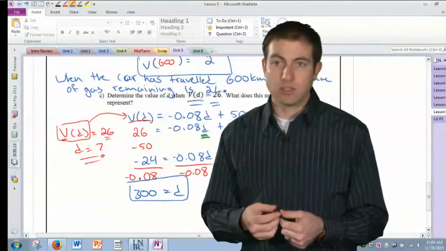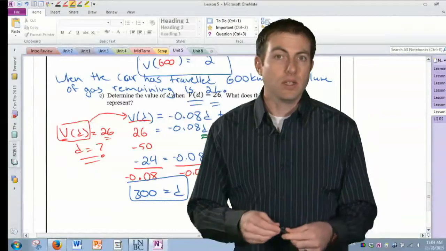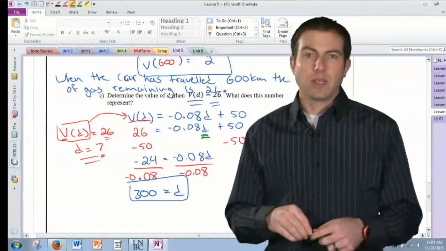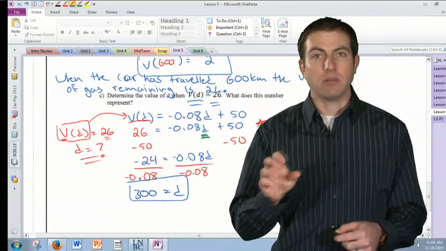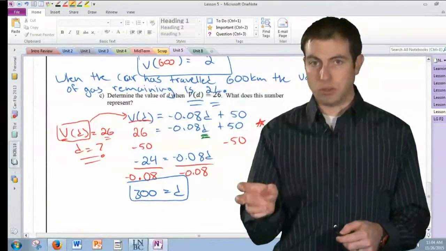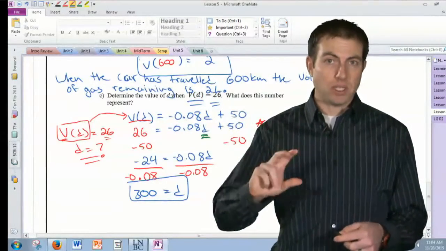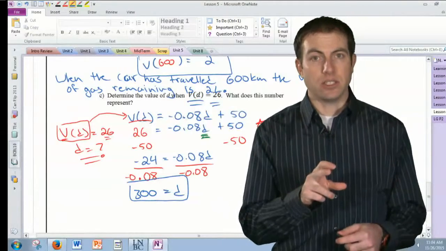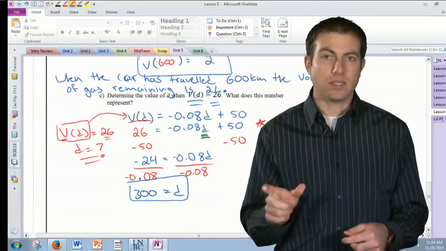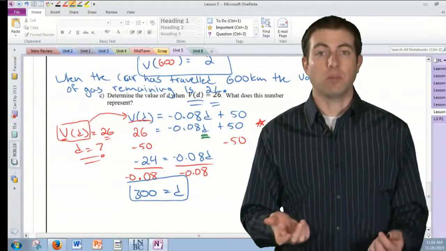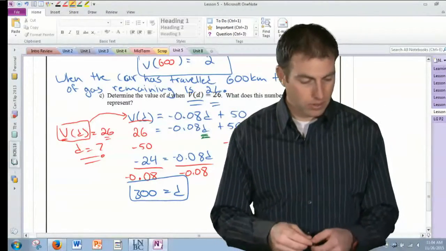So it means the distance driven is 300 kilometers. So if you think about what we did, in the first part of the question I said, you've driven 600 kilometers, how much gas do you have left? And we figured out it was 2 liters. Now we're doing the opposite. You have 26 liters in your tank. How far have you driven to get that 26 in the tank? So 300 kilometers. That means we have 26 liters left.